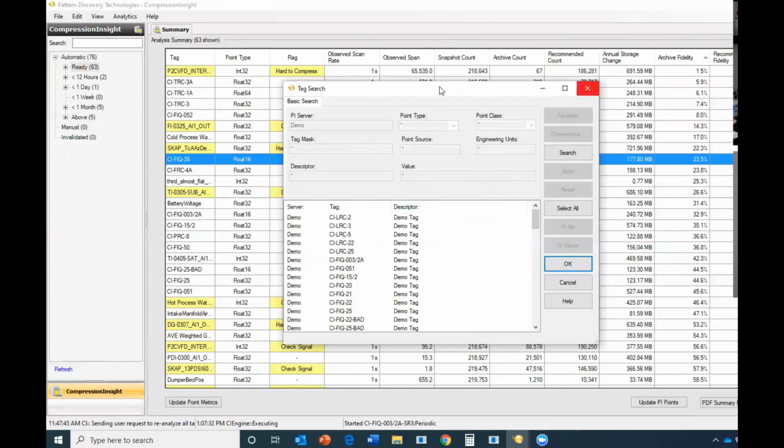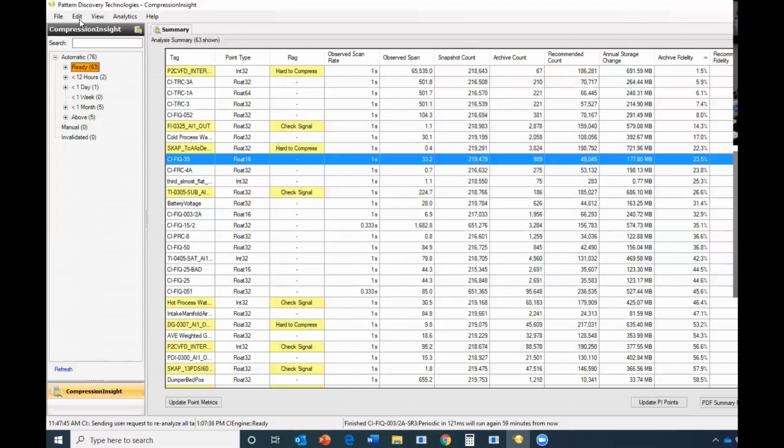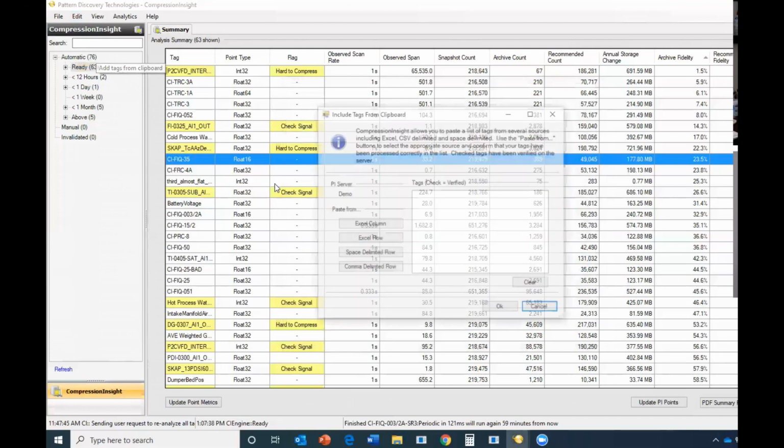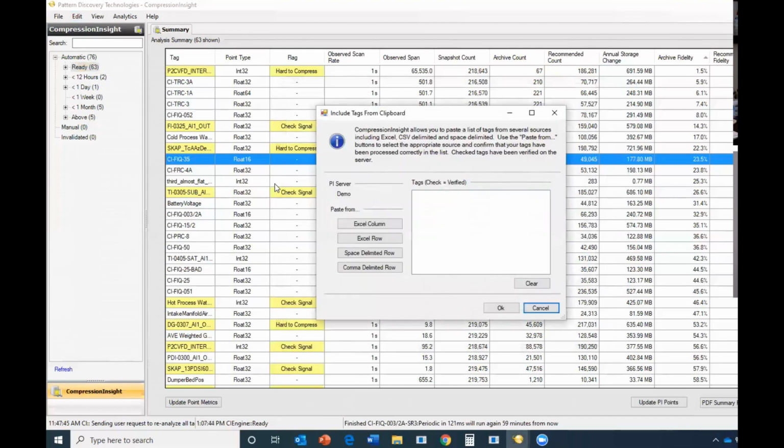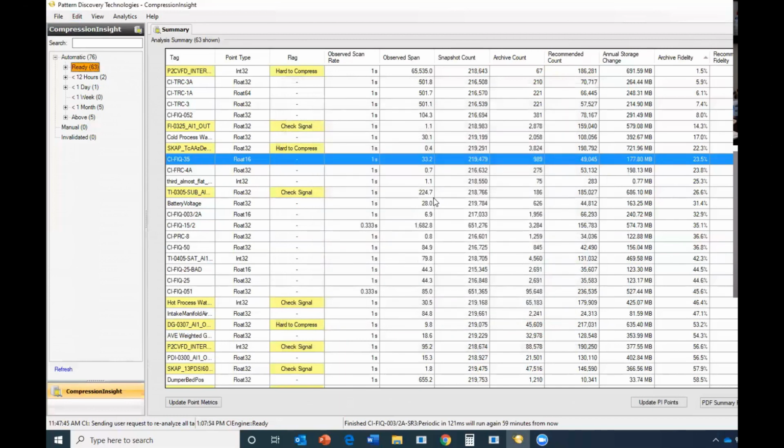But totally integrated, we can select right from the system here, or we can include tags from a clipboard, which were imported through the Pi Data Link service, and just pull those right into Compression Insight as well. So this is what Compression Insight looks like. In this particular case, I've got about 76 tags that I've included for analysis. This is all simulated data, so I don't have an actual live Pi system at a facility at this point, but anyway, this is simulated data.